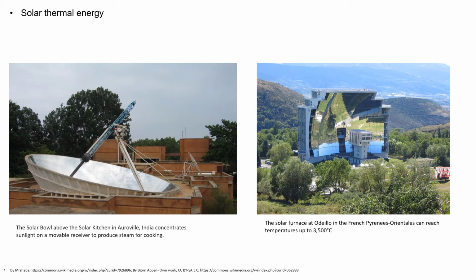Here in the picture, we can see a solar bowl installed above a solar kitchen, which concentrates the sunlight on a movable receiver to produce steam for cooking. Another picture is of a solar furnace, where solar panels arranged with mirrors concentrate the solar radiation to produce temperatures up to 3500 degrees Celsius, enough to run an industry.